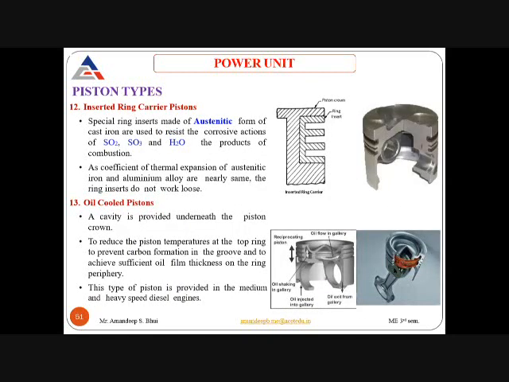Next type of piston is your inserted ring carrier piston. Now in this case, you can see that this ring carrier is inserted. It is made separately, and then it is inserted inside the main body of the piston. Now special ring inserts made of austenitic cast iron are used to resist the corrosive action of sulfur dioxide, sulfur trioxide, and water, the products of combustion.